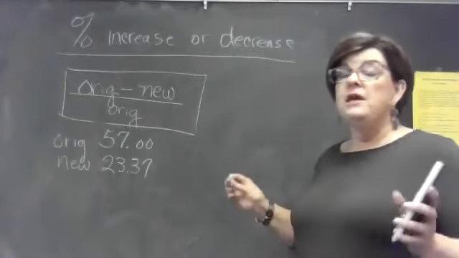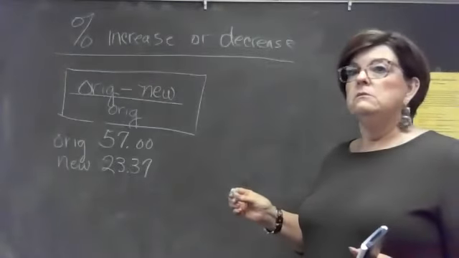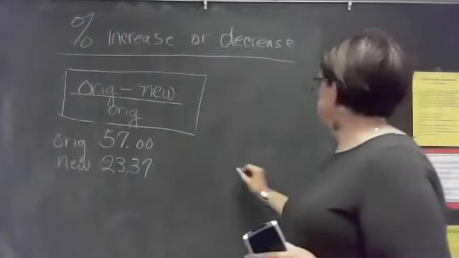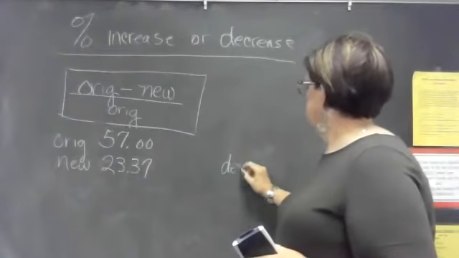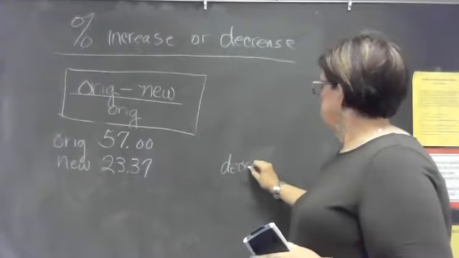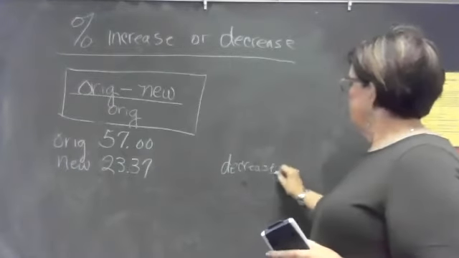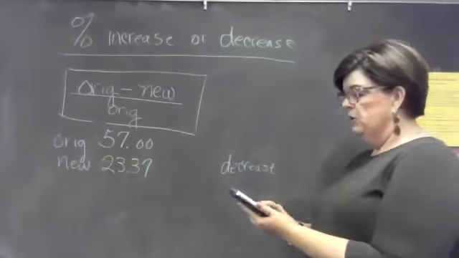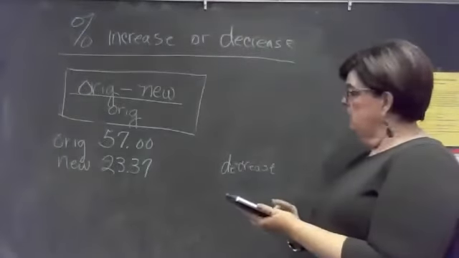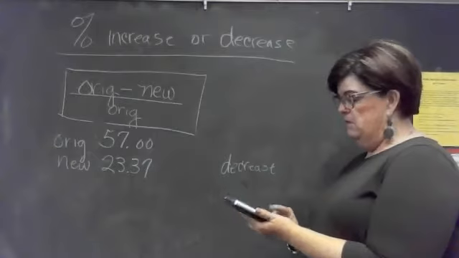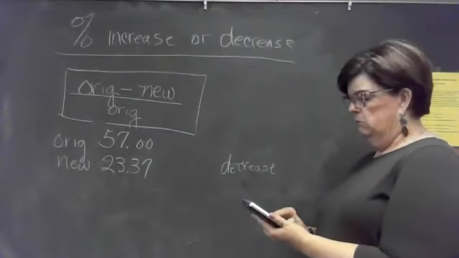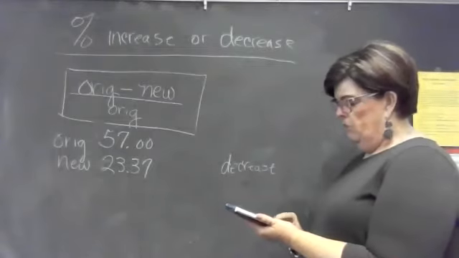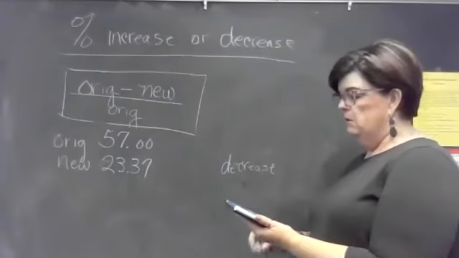Increase. What did you say, Irene? I said increase. It went from 57 down, so it's a decrease. Okay. And so we're going to find the difference between these. 57 minus 23.37. Oh, wow. 57 minus 23.37. Hit the wrong button. Okay.